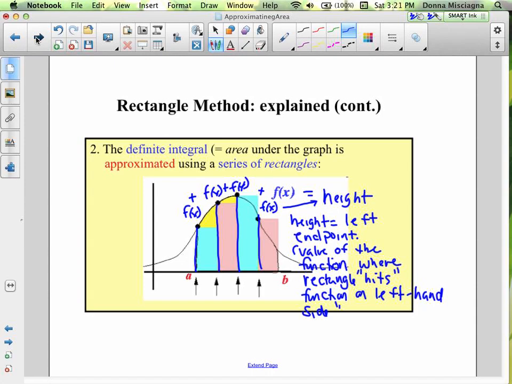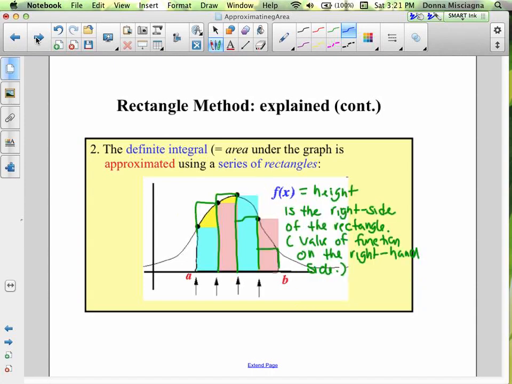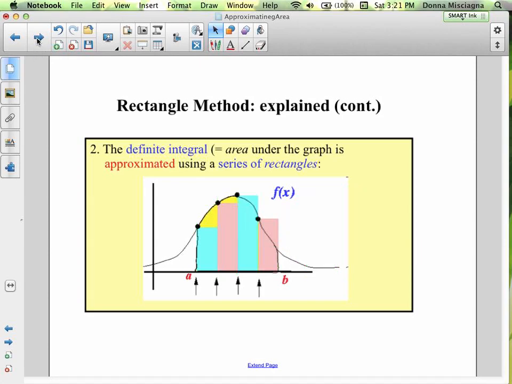So it would not be the same height as if I use that. There we go. Value of the function on the right-hand side. Right. So they're going to be a little bit different. I don't know if I made one more picture. Yes, I did make one more picture. We have one other way we could do this.